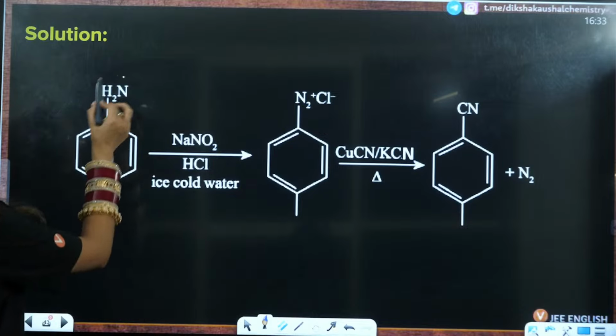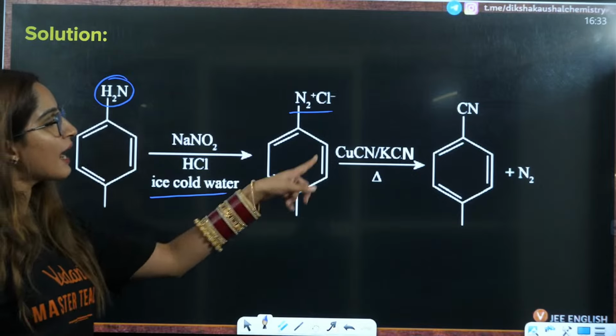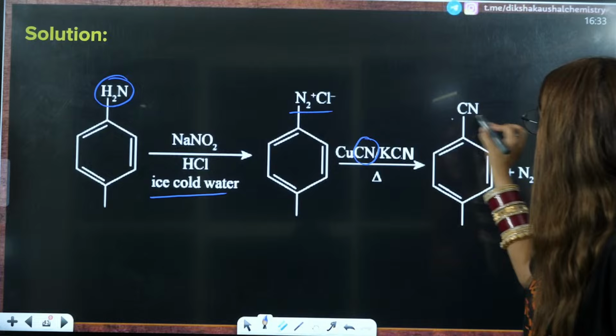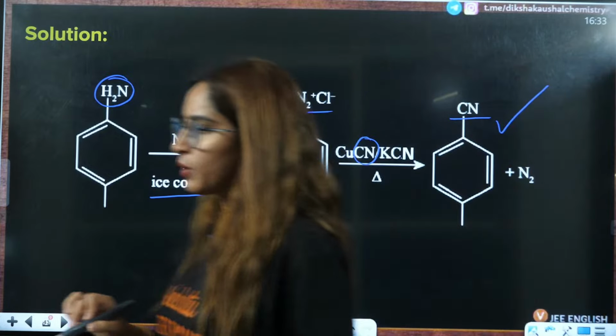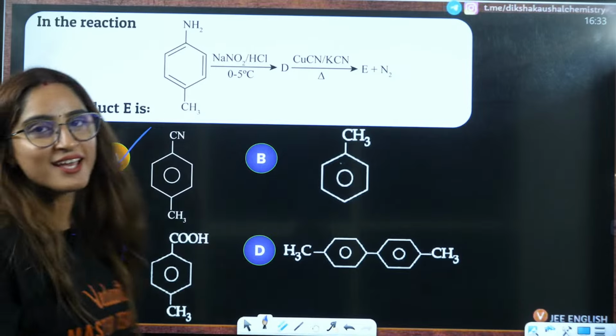So here you have NH2. First you do diazotization. This will be converted to N2Cl. Then add CuCN, KCN. That means CN is going to replace this N2Cl, and that is the answer that you will get. So the answer is going to be A is the correct answer.